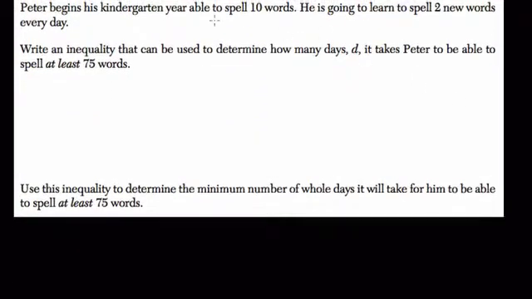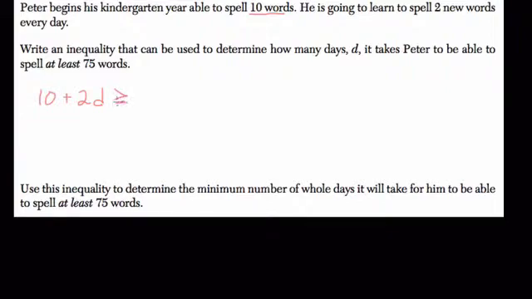Okay. Peter begins his kindergarten year able to spell 10 words. So he starts at 10. As soon as I hear start, I think, okay, that's going to be the y-intercept. He's going to learn to spell 2 new words every day. So 2 new words per day. Write an inequality that can be used to determine how many days it takes Peter to be able to spell at least 75 words. So that's 10 plus 2d.